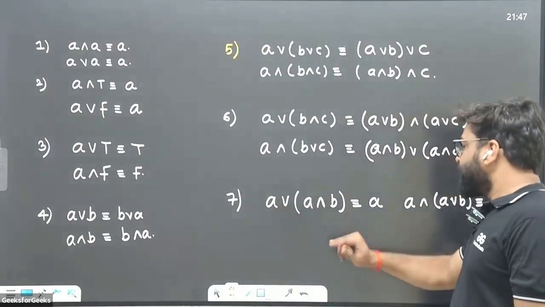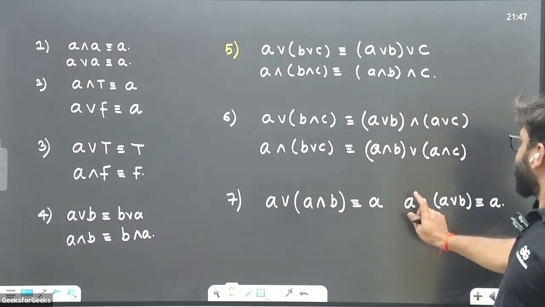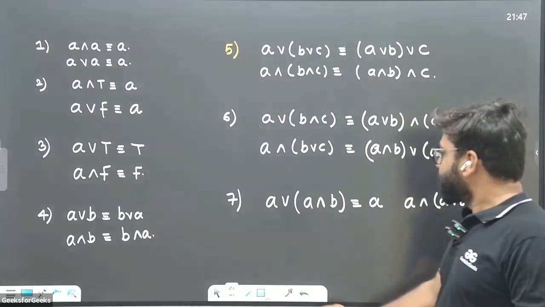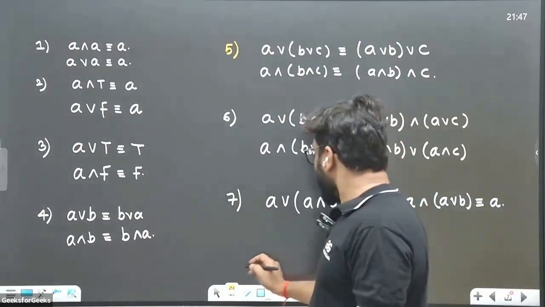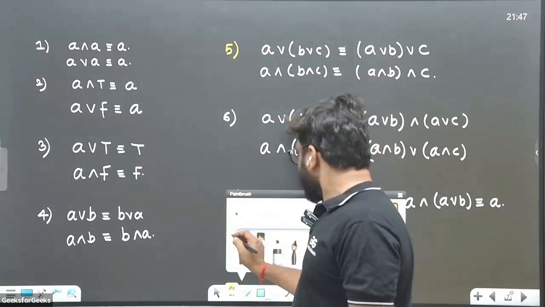Whatever is written outside, it is written inside. Now the next one, which is called De Morgan's law, and how the De Morgan's law will look.